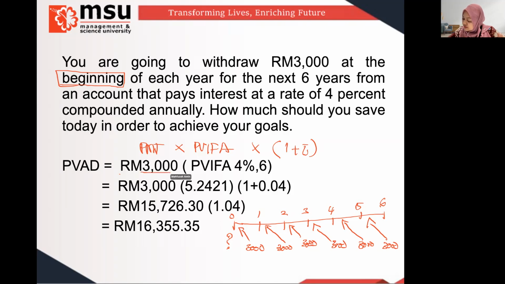So 3,000 multiply with PVIFA 4% 6 years, multiply with 1.04. Because 1 plus i, so 1 plus 0.04 is equal to 1.04. Okay, so 3,000 multiply with 4.2421 multiply with 1.04, so it is 15,726.3 multiply 1.04, so the answer is 16,355.35.